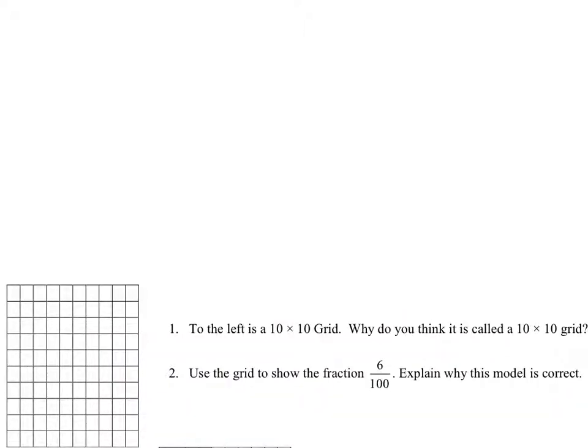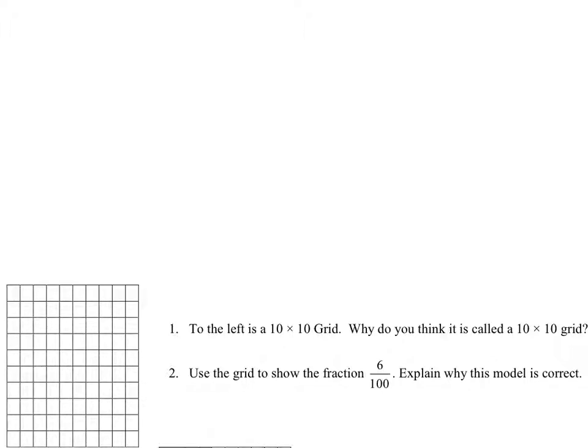All right, this grid to the left is a 10 by 10 grid. Why do you think it's called a 10 by 10 grid? Yeah. Very good. 10 horizontal, 10 vertical, bam, gives us a 10 by 10 grid. So how many, I guess they should be squares, how many squares are in the grid? There's 100 of them, right?